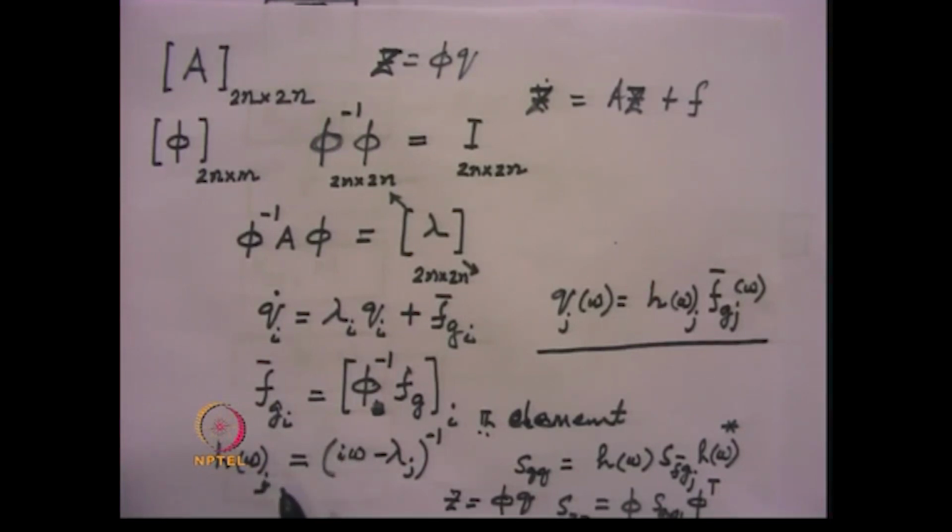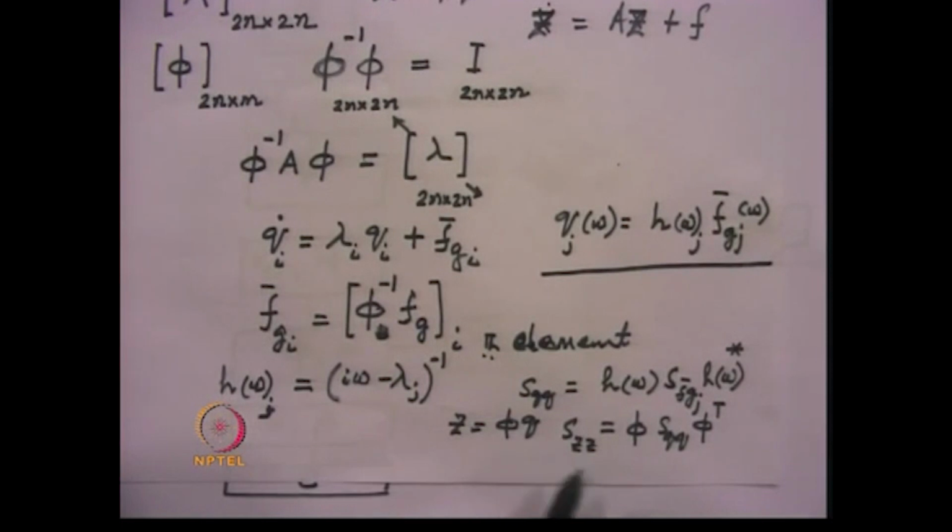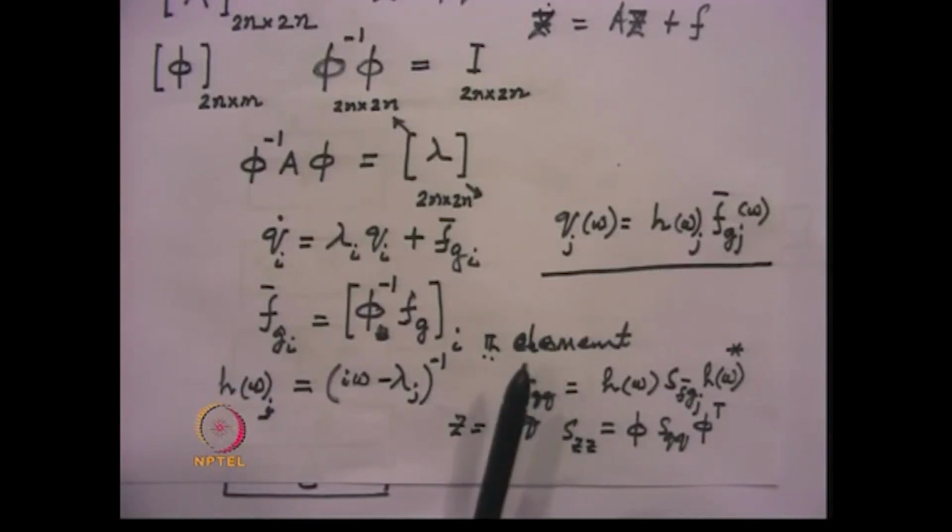So, we know H(jω), or in other words the frequency response function for any mode, and once we know that, then we can use, simply for a single degree of freedom equation, the power spectral density function relationship between the response and the excitation, that is S_QQ is equal to H(ω) S_F̄ Gj times H*(ω). This H(ω) is for the jth mode, and S_QQ will be the power spectral density function of the jth generalized coordinate.